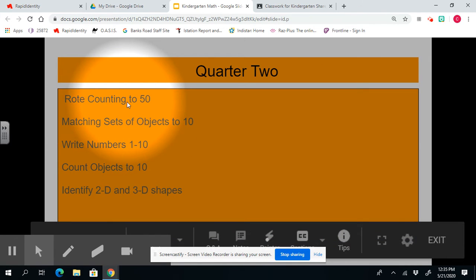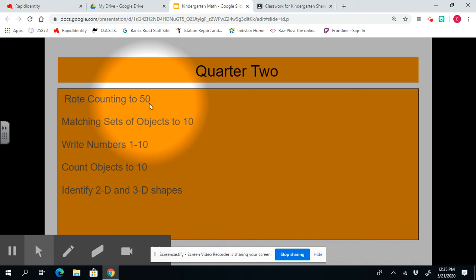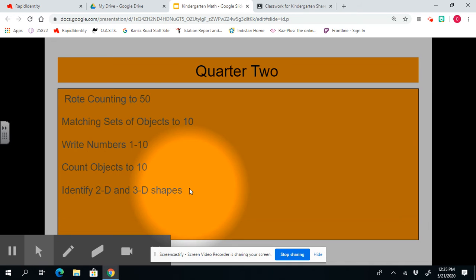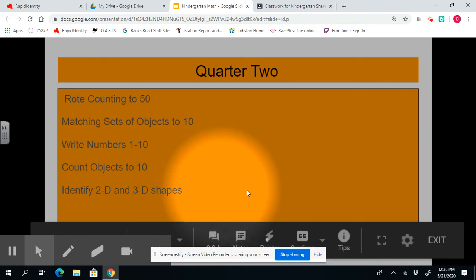It is rote counting to 50, but this is also going to be by ones and by tens. So that would be 10, 20, 30, 40, 50. Now we're going to move on up to matching sets of objects to 10, writing their numbers 1 through 10, counting objects to 10, and now identifying those 2D shapes and 3D shapes, which include cylinders, a sphere, a cube, and a cone. So those are the 4 ones that they will be comparing and identifying.